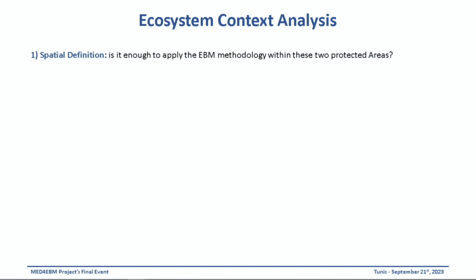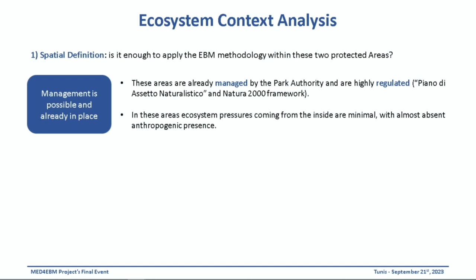The next question we asked ourselves was, is it enough to apply ecosystem-based management methodology within just the two protected areas? Of course, management is possible and already in place. You have to consider that there is a park authority in our natural reserves, and it's also highly regulated by the framework, not just Natura 2000, but national, international, and regional framework. And you have also to consider the fact that the pressures coming from within the areas are minimal. There are no anthropogenic pressures.